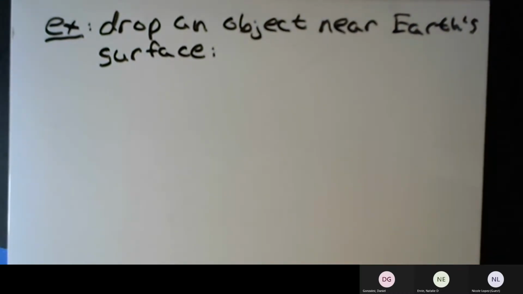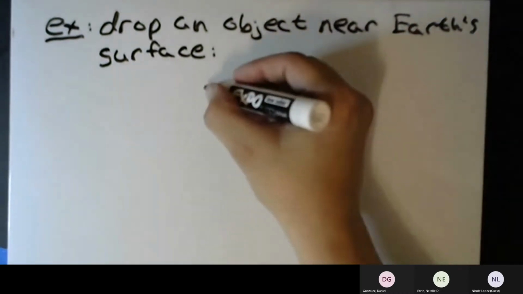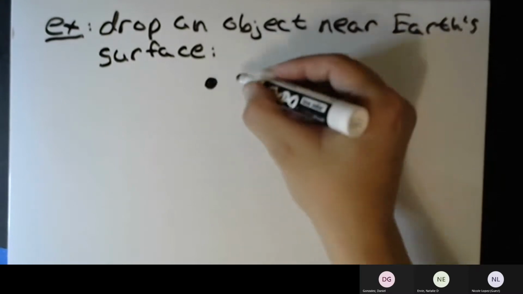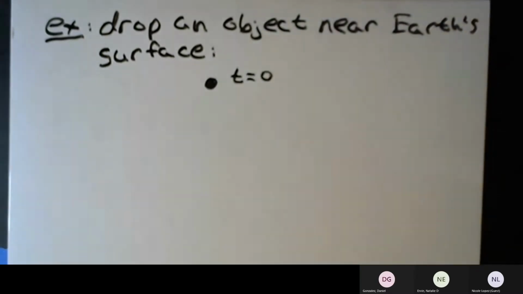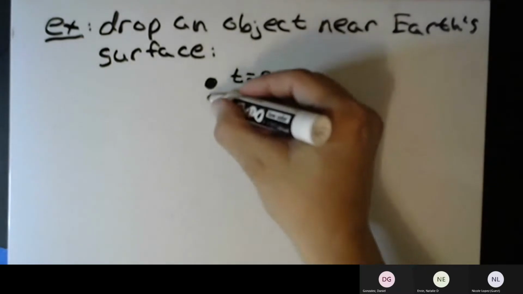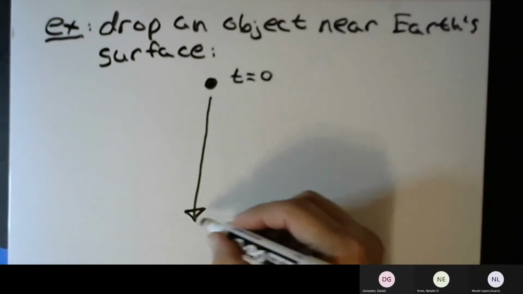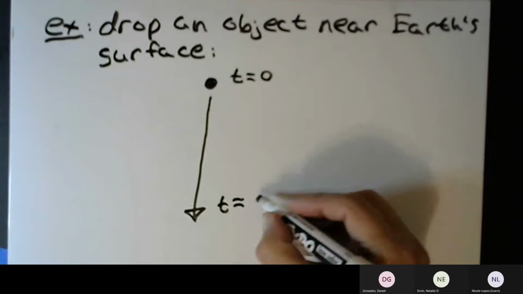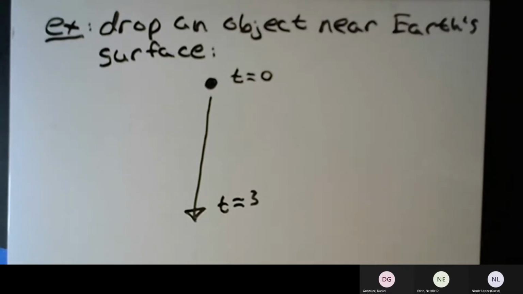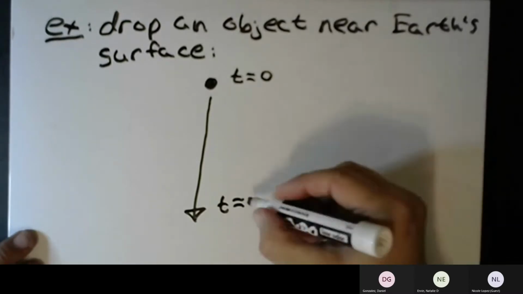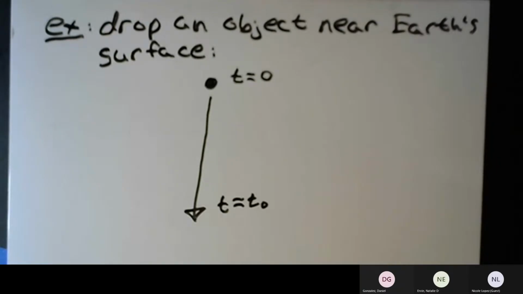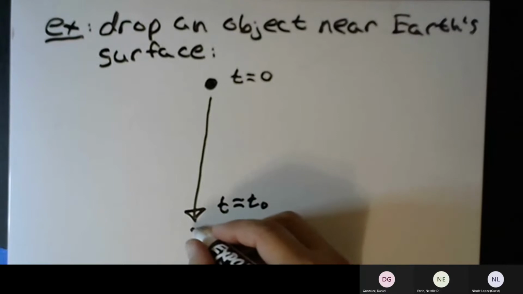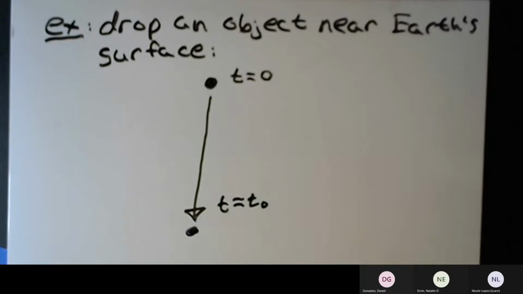And when we do this, we have our object here. This would be, say, t equals 0. And we can drop it, let's say 3 seconds, like t equals 3. Or we'll say t sub 0. So we're going to release this thing, and it's going to fall down here.